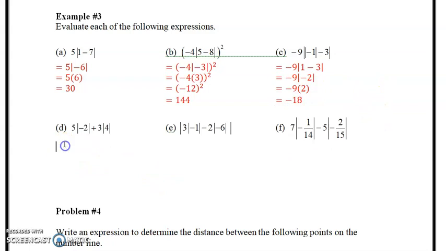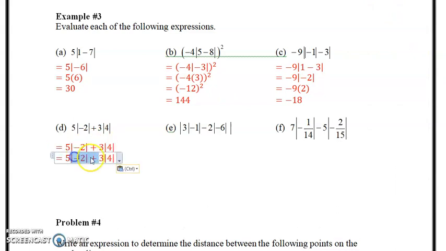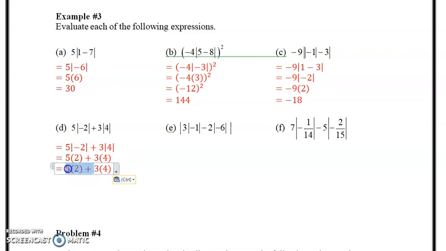Okay, next one. We have 5, absolute value negative 2, plus 3, absolute value 4. So we can just take the absolute values directly right away here. So the absolute value we know of 2 is going to be positive 2, and we're going to multiply. Absolute value of 4 is 4, and we're going to multiply. So you do multiplying before you add here. So 2 times 5 is 10, plus 12. And that'll be 22. Add it together.